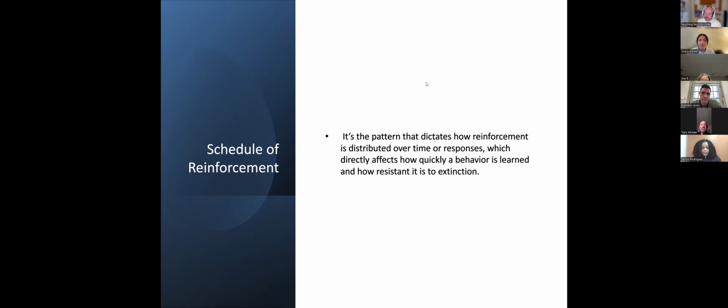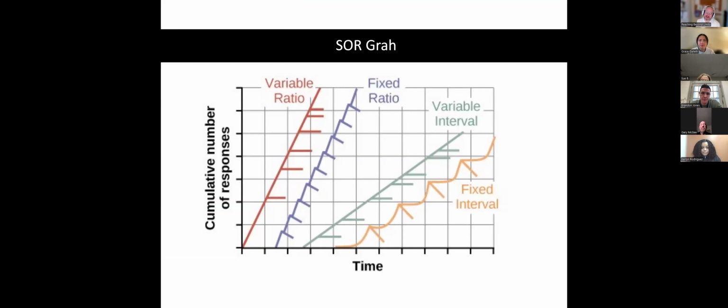So here's a graph, and we'll be referencing this throughout the training this morning. This is showing us on a cumulative record how quickly behaviors are occurring. So the steeper the slope here indicates a higher rate of responding. We have these four schedules that we're concerned about today: the variable ratio schedule, a fixed ratio schedule, variable interval schedule, and a fixed interval schedule.